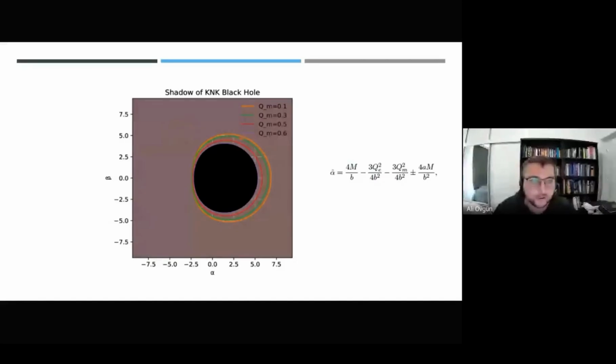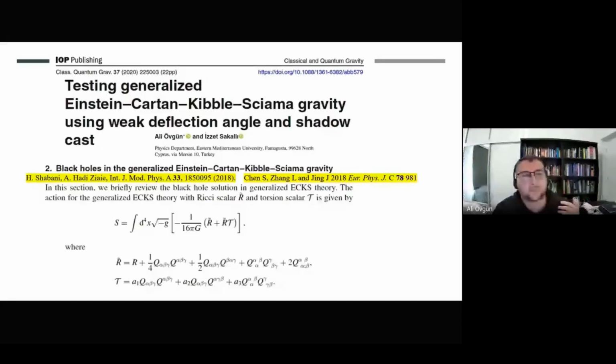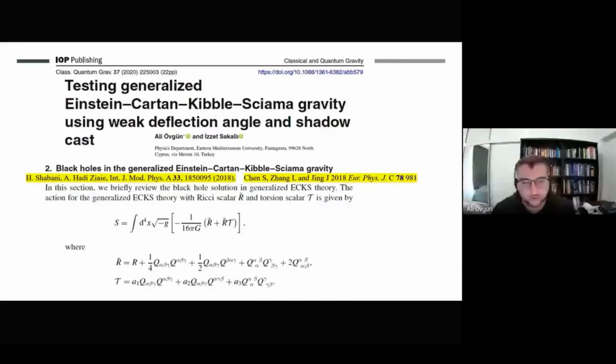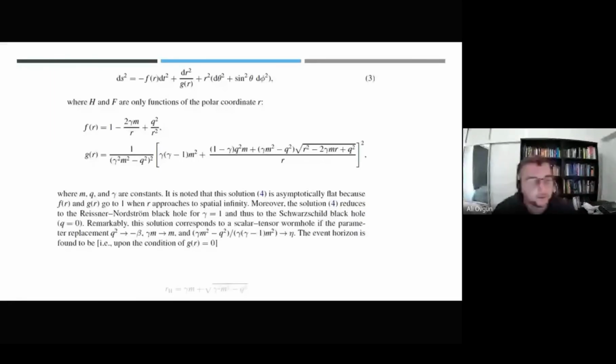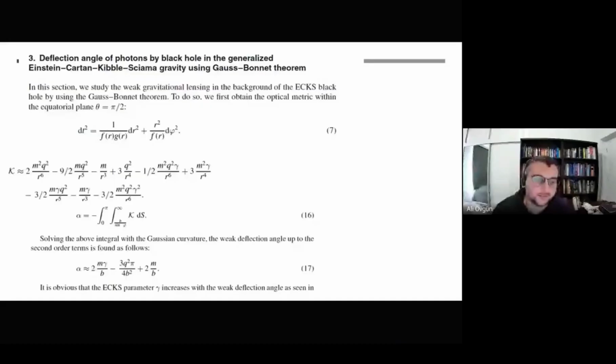And lastly, we recently published a paper testing the generalized Einstein-Cartan-Kibble-Sciama gravity using weak deflection angle and shadow cast. This theory is also very important because there is a torsion and there is a black hole solution in this theory. So, I'm going fast, we calculate the deflection angle and see this ECKS parameter gamma.